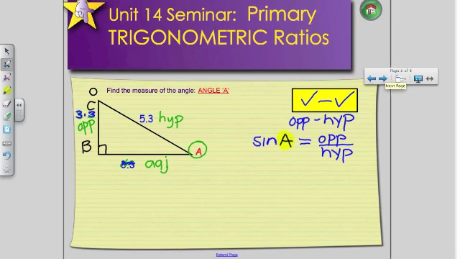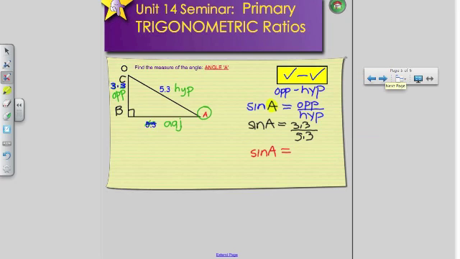So I'm going to fill in the rest. Sine of angle A is equal to 3.3 over 5.3. So in some ways this is easier because we don't have to do any cross multiplying. However, this problem is going to have an extra step. The reason we don't have to do any cross multiplying is because I don't have a letter or variable on the right hand side. I only have numbers. So you can simply plug into your calculator 3.3 divided by 5.3 and you're going to get 0.62267.